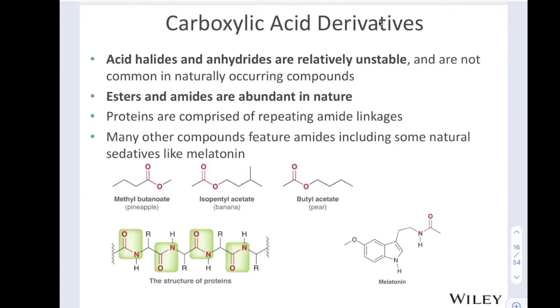If you remember in lab, we did an esterification reaction. It's one of the only times that the organic lab actually smells good, when we made all those really nice smelling esters: pineapple, banana, and pear. I think banana was the favorite. And also the compound melatonin has a nice amide in there as well.